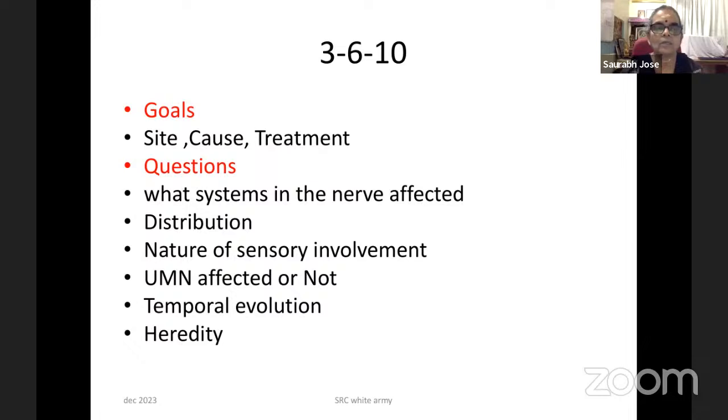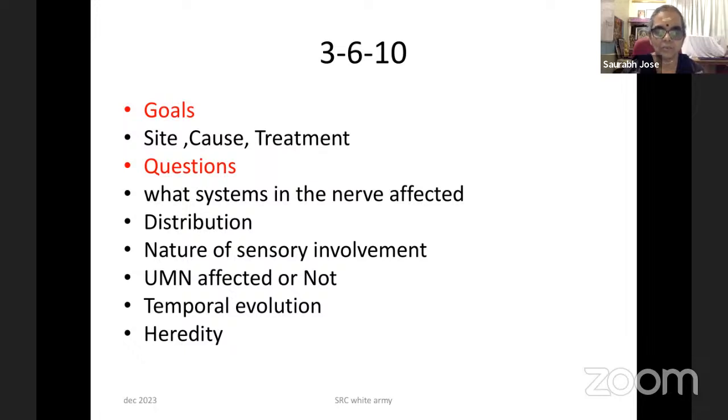What are the 6? You have got 6 questions. So after knowing the anatomy, after knowing probably the cause, we want to know is there a treatment. These 3 questions should be answered. For that, we ask 6 questions. What systems in the nerve are affected? Is it sensory? Is it motor? Is it autonomic? Is it mixed? Is it length dependent? Is it non-length dependent? Is it acute, subacute, relapsing, remitting? So that is what are the parts affected?